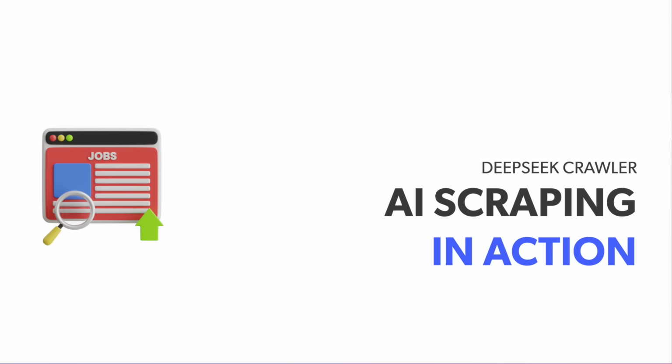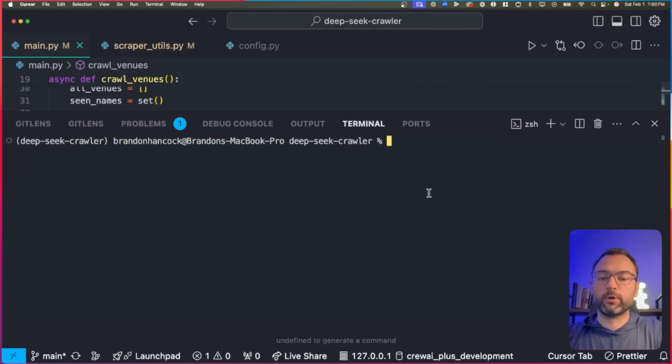Okay, so what we need to do is open up our terminal, and you need to make sure that you are in your Conda environment. You can see mine says DeepSeek Crawler. That's the Conda environment we created earlier. And now what I can do is run python main.py, and this is going to actually start running our code.